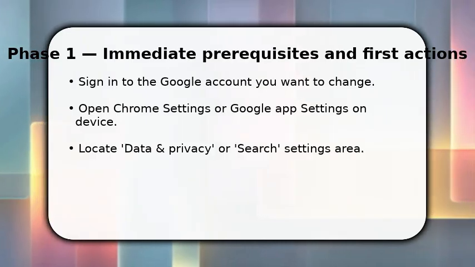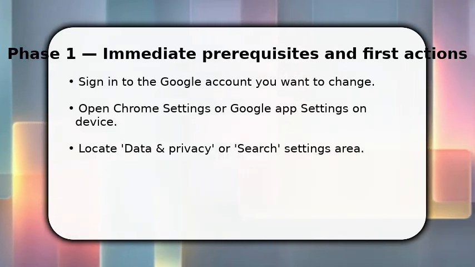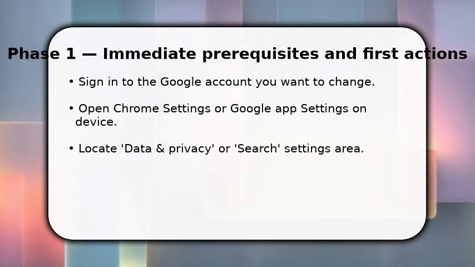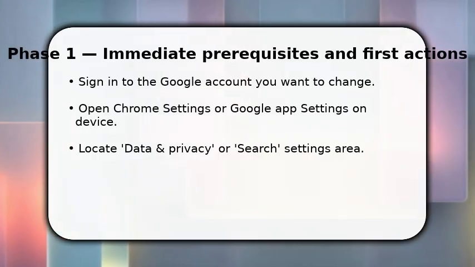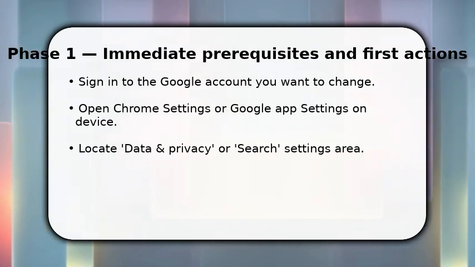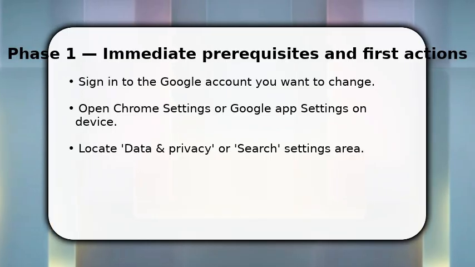Now, find the controls for Search or Autocomplete. This is where the real change happens. You're doing this because suggestions come from saved activity and personalized predictions. Stop those sources next. Now, disable autocomplete or search predictions.